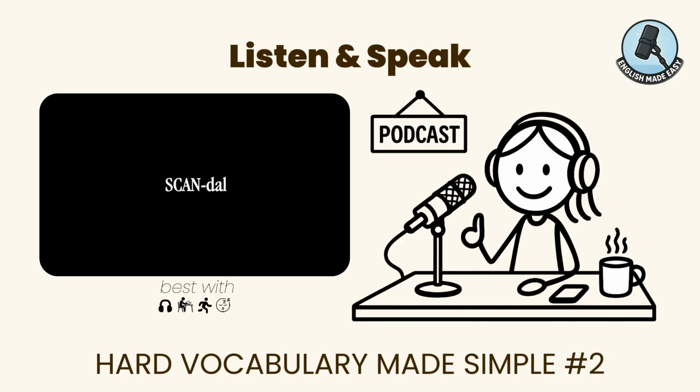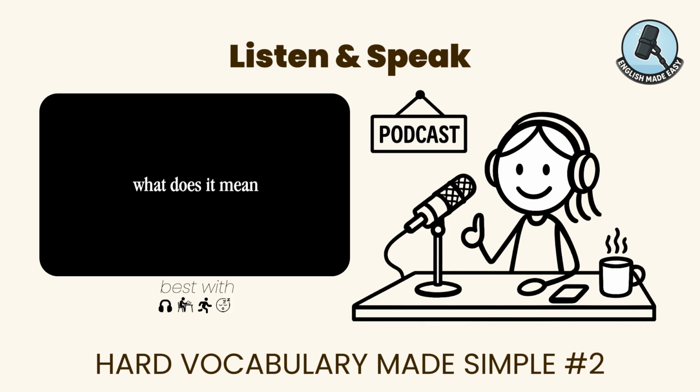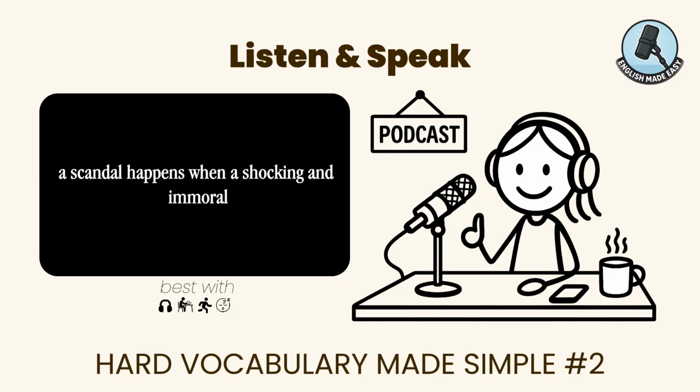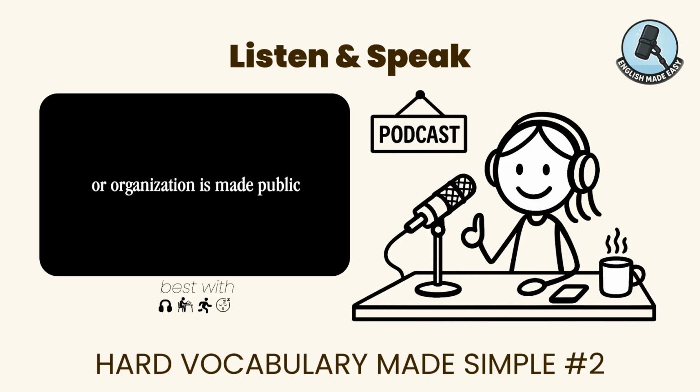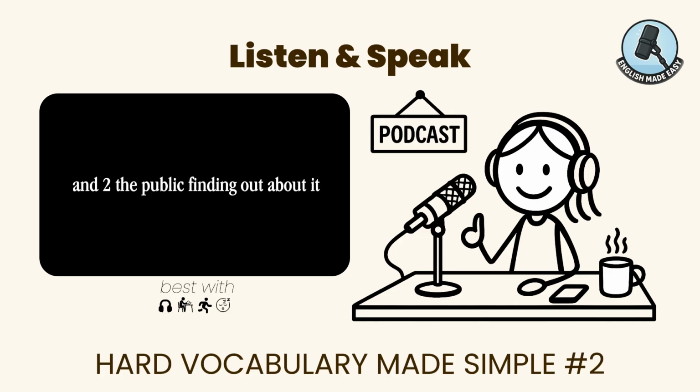Scandal. Easy. A scandal is a noun. It's an event or a situation that causes public shock and outrage. What does it mean? A scandal happens when a shocking and immoral or illegal action, especially when done by a well-known person or organization, is made public. The 2 key parts are 1, a shocking bad action, and 2, the public finding out about it.